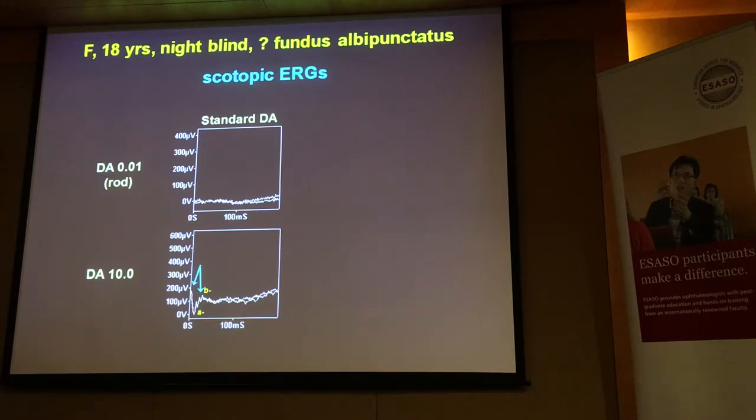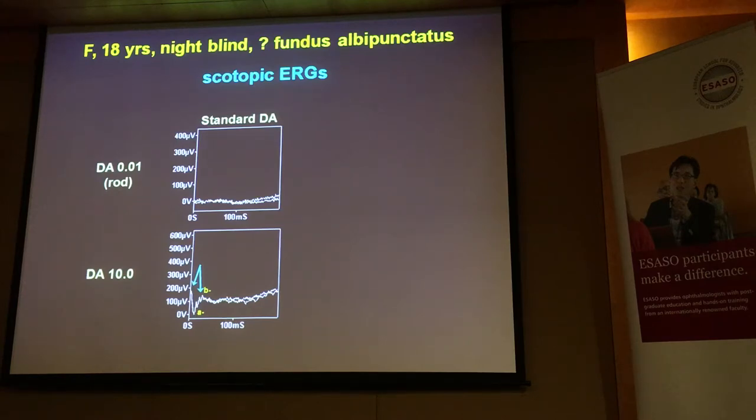So, time to play games again. Who thinks the patient has fundus albipunctatus? Or do they have something different? First, classical RDH5 mutation, fundus albipunctatus. No. Anything else? Okay, so it's a question which is yet to be answered.